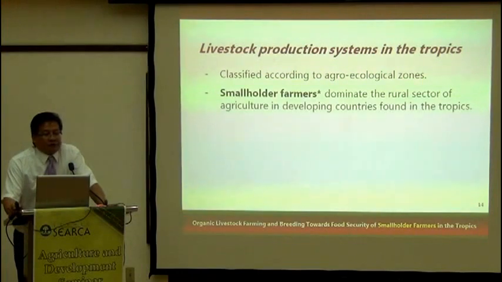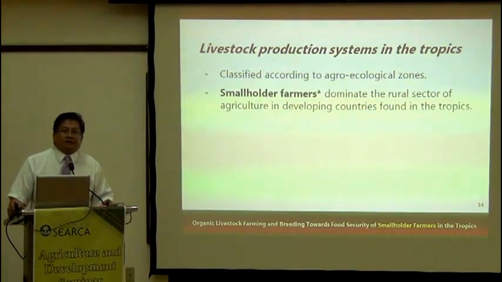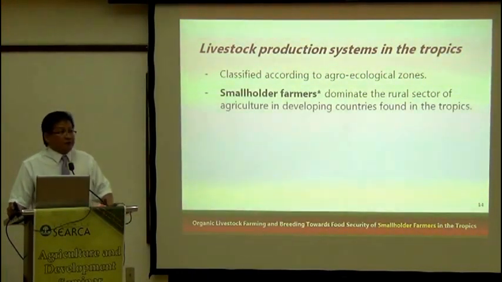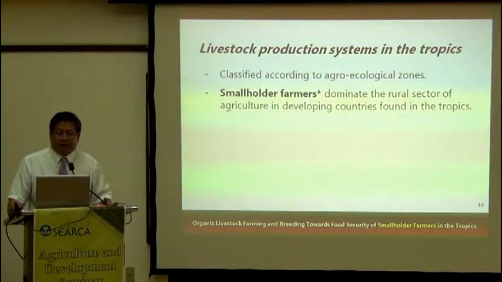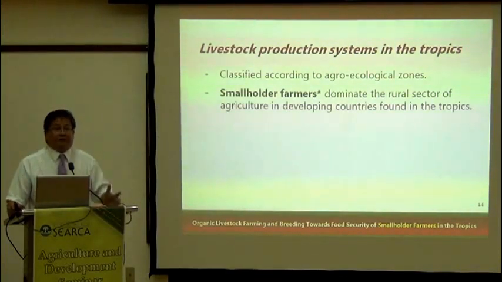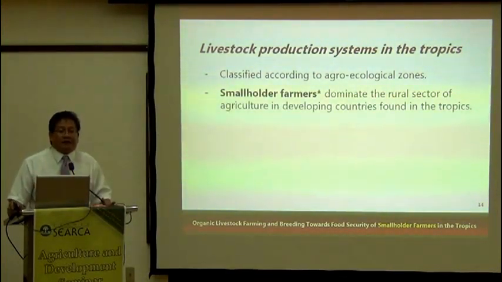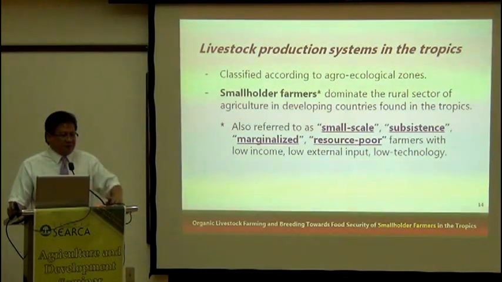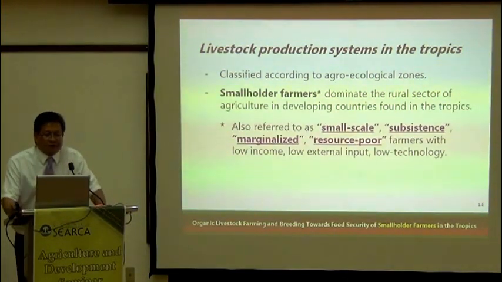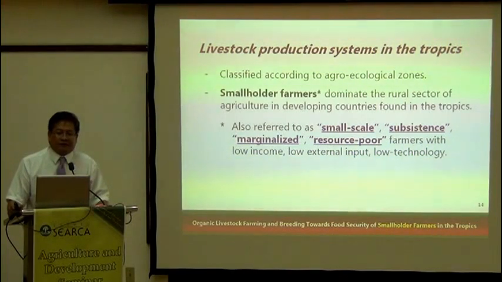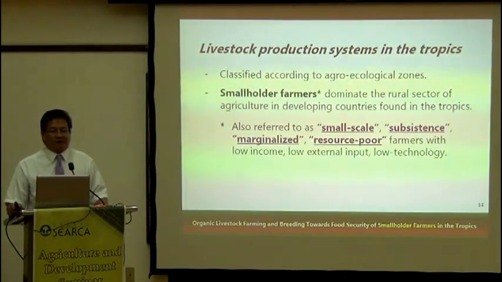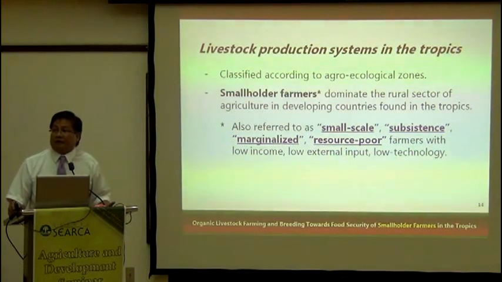When I refer to smallholder farmers, take note that these are known to dominate the rural sector of agriculture in many developing countries found in the tropics, the Philippines included. And if you check the literature, some synonyms that are being used to define smallholders would be as follows. They are often referred to as small-scale farmers, subsistence farmers, marginalized farmers, resource-poor farmers, any farmer with low income, low external input, and low tech.